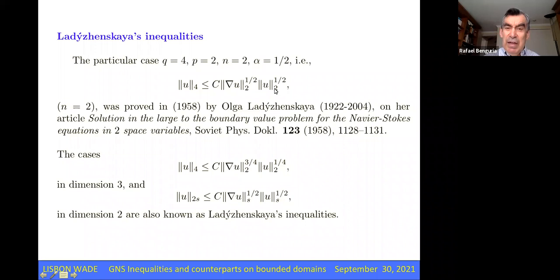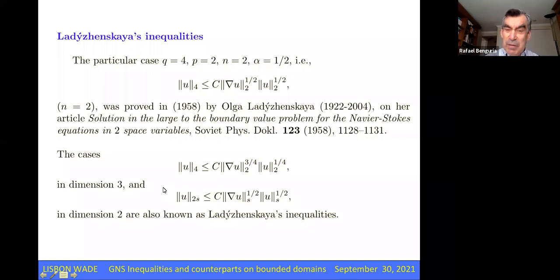And she needed that inequality for her famous paper on proving the existence of solutions in the large of the boundary problem for the Navier-Stokes equation in dimension 2. And so that was really the first special case of the Gagliardo-Nirenberg inequality. And also there are some other cases which are stated here, and they are all known as Ladyzhenskaya's inequality.